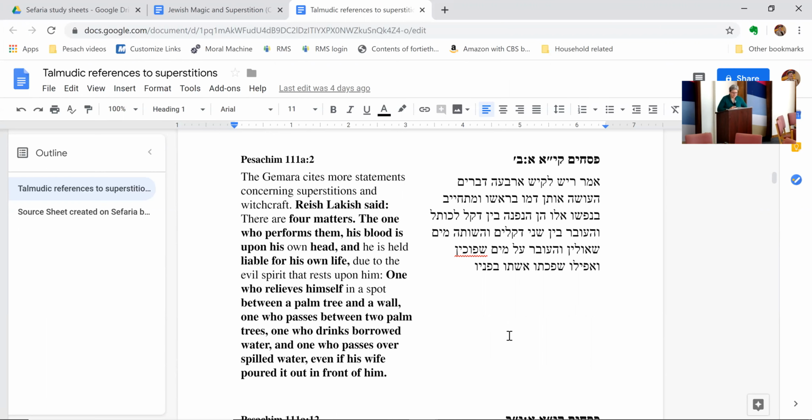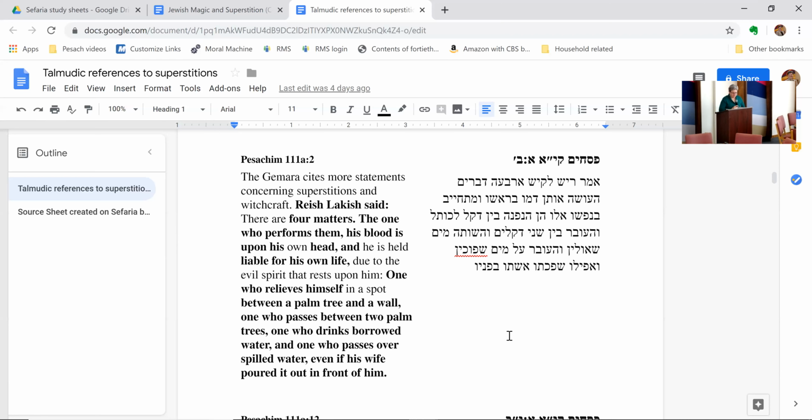Reish Lakish said there are 4 matters. The one who performs them, his blood is upon his own head, and he is held liable for his own life due to the evil spirits that rest upon him. So anyone who does this, you brought this upon yourself, is what it's saying. But this is not the afterlife. This is severe risk. Yes. We've moved to a new topic. This is just a few more generic superstitions that clearly were prevalent at that time.